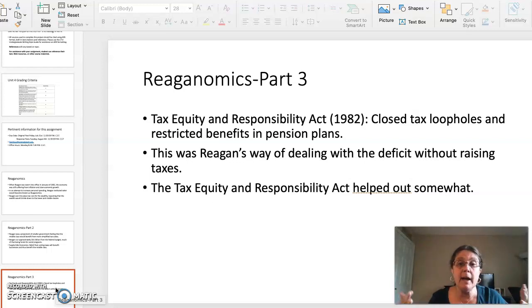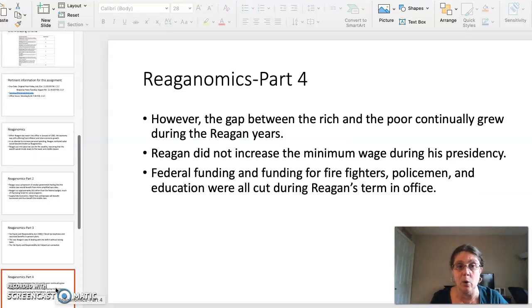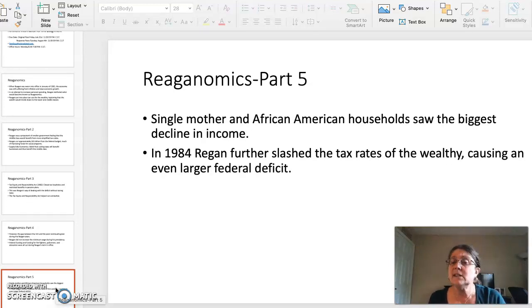This was Reagan's way of dealing with the rising national debt without having to raise taxes. It helped out somewhat, but not as much as hoped. The gap between the rich and the poor continued to grow during Reagan's 8 years in office. He never raised minimum wage while he was president, and federal funding for things like firefighters, policemen, and education were all cut during Reagan's 8 years in office. Single mother and African American households saw the biggest decline in income.